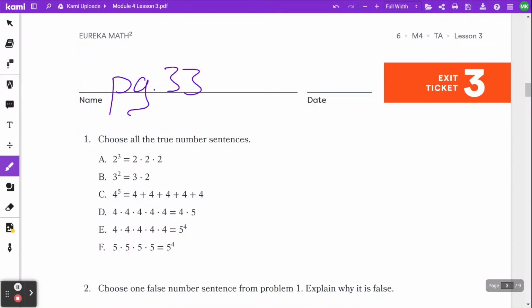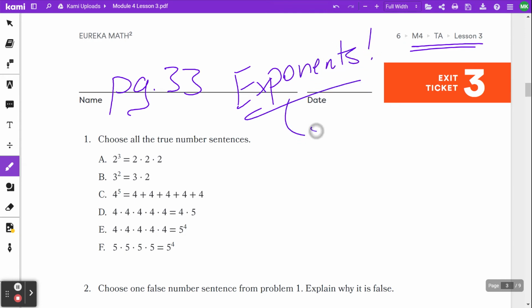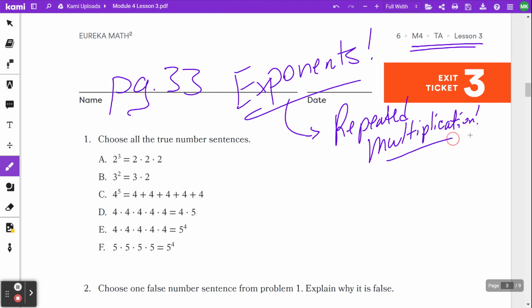This is grade 6, module 4, lesson 3, hanging out with exponents. So it's all about exponents. And exponents, by its very definition, is really just repeated multiplication. That's all it is. And it looks pretty cool, too, when you're working with it.